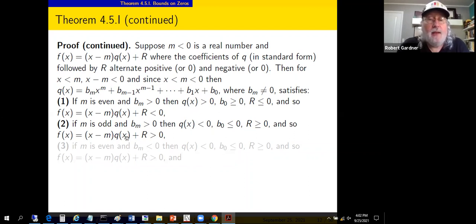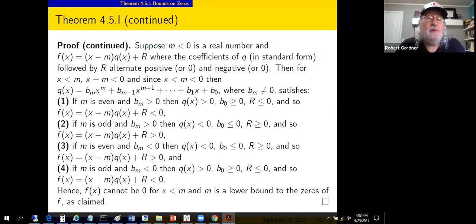Now, when we look at this, x minus m, same story. X minus m is still negative. That's negative. Q of x was strictly negative. So we got a negative times a negative. That's positive. And to that, we've added R. And R is positive or 0. Positive plus positive or 0 yields a positive. And so f of x is greater than 0. In this case, in particular, x is not a 0, not a root of the polynomial function f. So again, you choose x less than m under these conditions, can't be a 0.